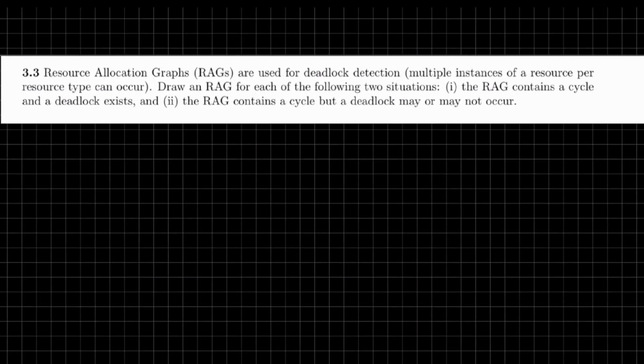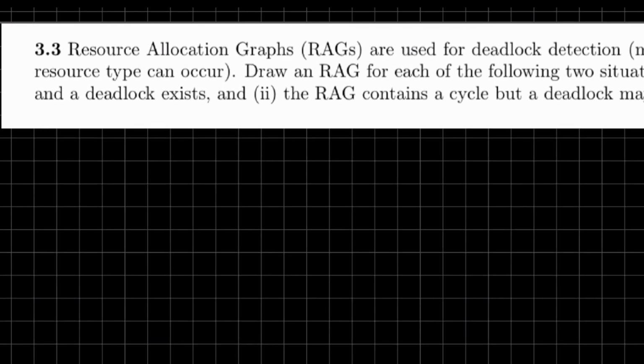So let's go back to our exercise. It's asking us to do deadlock detection. We're asked to draw a RAG for each of the two situations: the RAG contains a cycle and a deadlock exists, and the RAG contains a cycle, but a deadlock may or may not occur. So let's go ahead and do the first one.